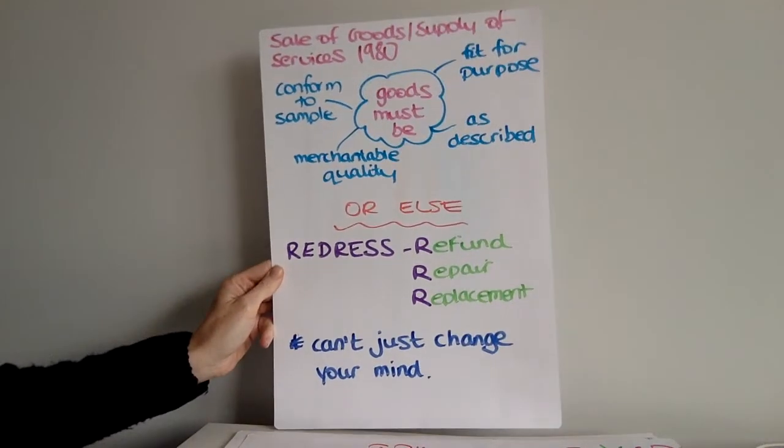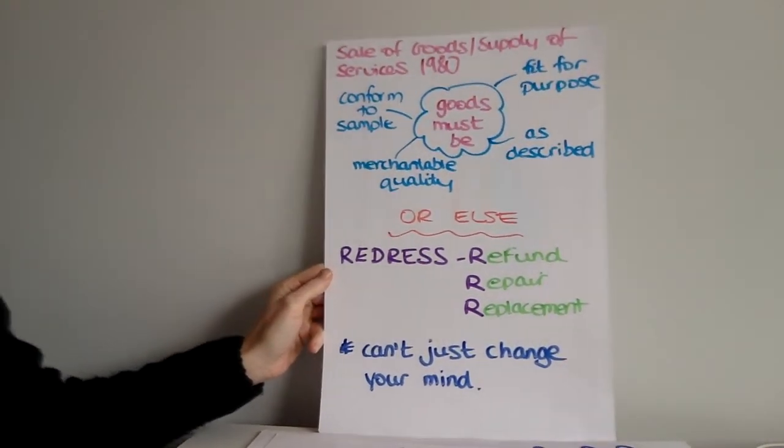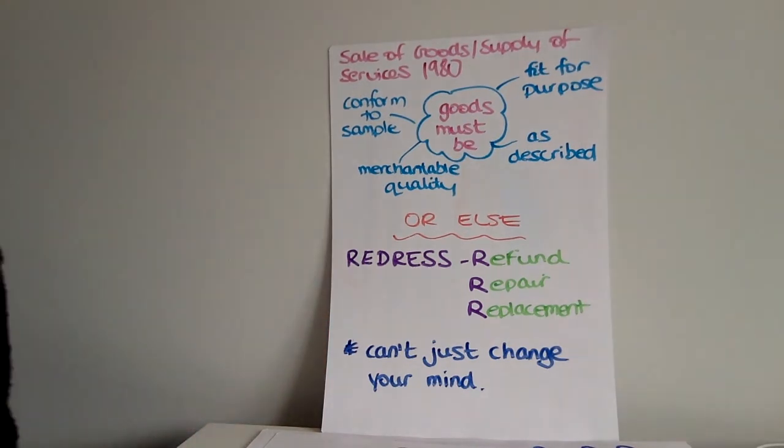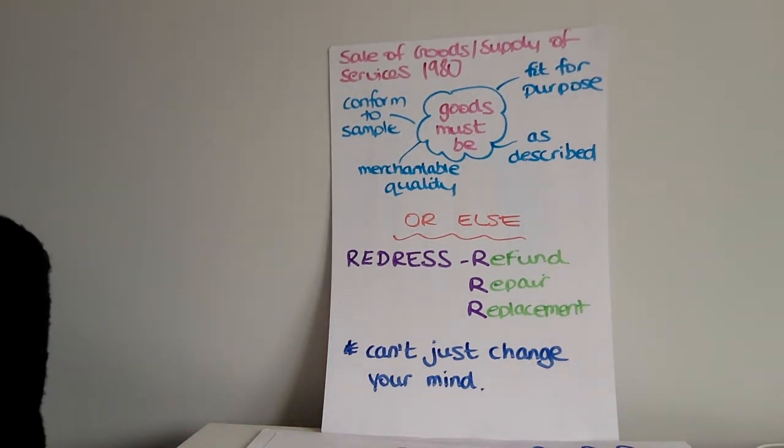Let's take a look at the Sale of Goods and Supply of Services Act 1980. This act tells us that when we buy a good or a service, goods must be four things. They must be of a merchantable quality, a sellable, good quality. They must conform to sample. For example, if I'm buying curtains and I see a sample in the shop, when the curtains come and get fitted, they must be the same as the sample that I've seen, the fabric.